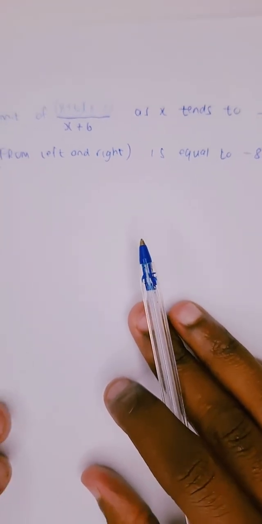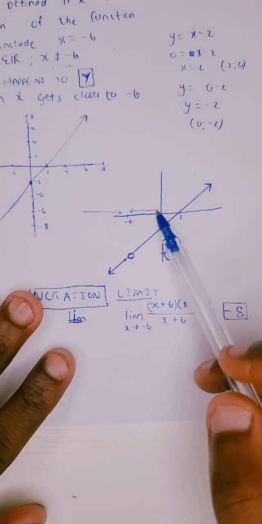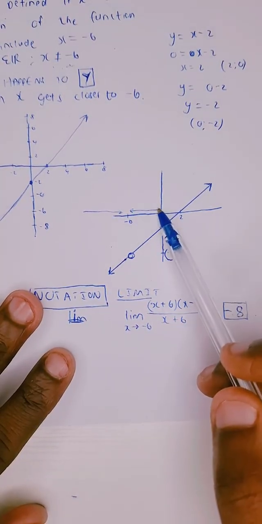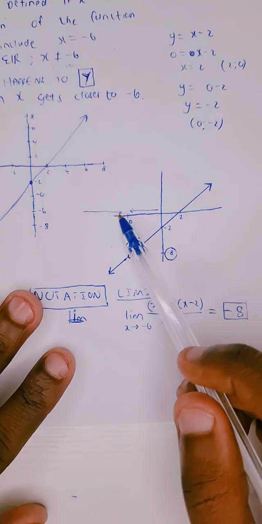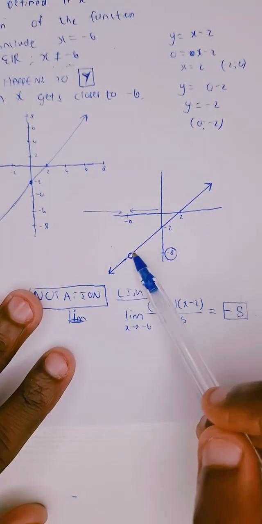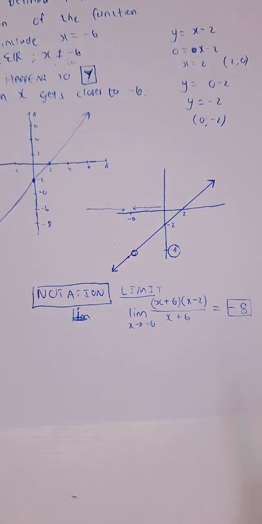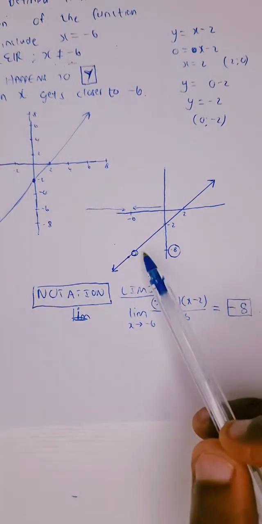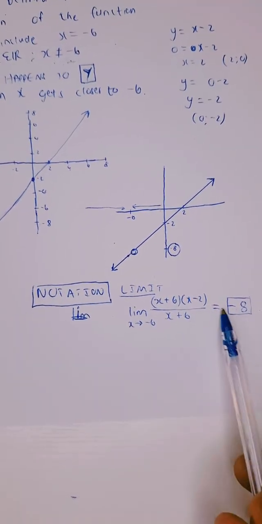Now guys, for this particular function that we drew here, we can see that as we tend towards negative 6 from the right and as we tend towards negative 6 from the left, we are actually approaching the same y value, which is negative 8. So it is appropriate to then say the limit is negative 8, because from the left and from the right we are approaching the same value. When we are approaching the same value, then it is appropriate to write that same value that we are approaching as the limit. Okay.